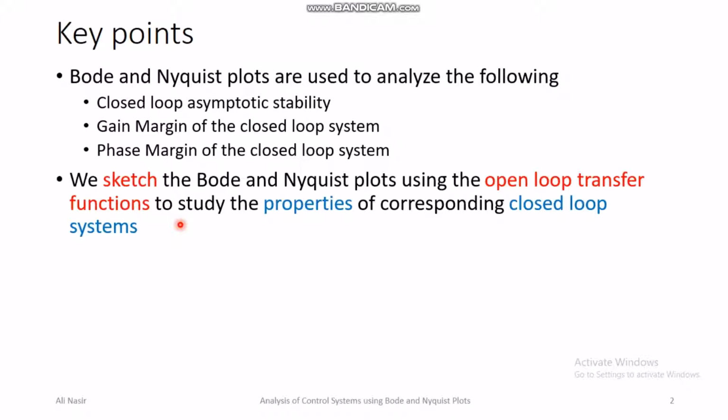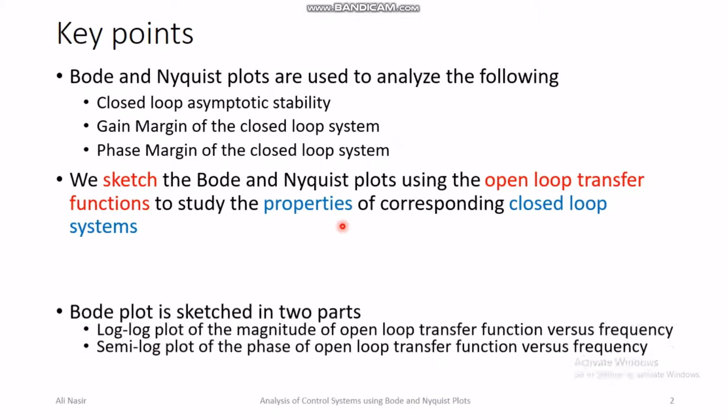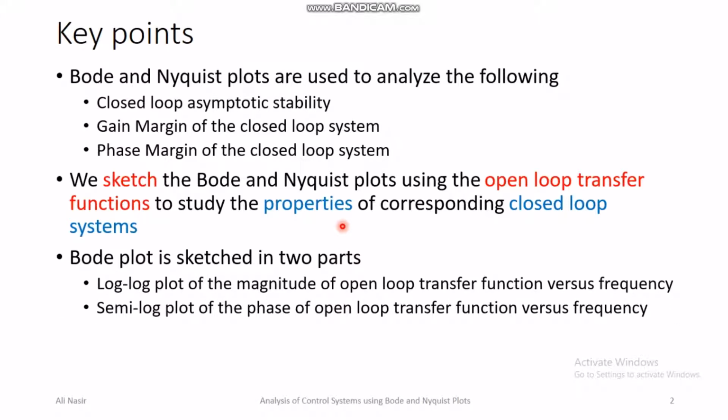Then similarly we looked at the root locus. We start with the open loop transfer function and we use the 10 rules of root locus and sketch the path of the poles. And similarly here in Bode plot and Nyquist plot, we use the open loop transfer function to determine the properties of the closed loop systems or closed loop transfer functions. So this is one of the fairly common things in control systems theory that you should be familiar with by now.